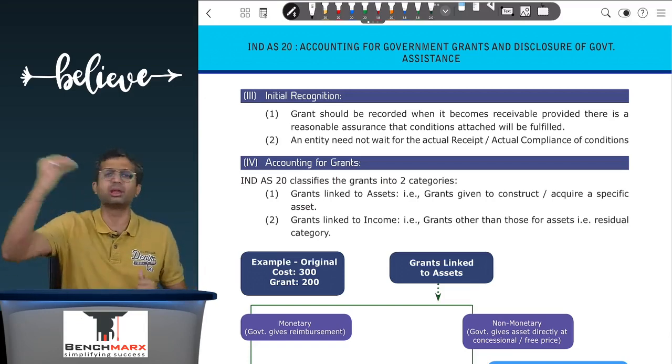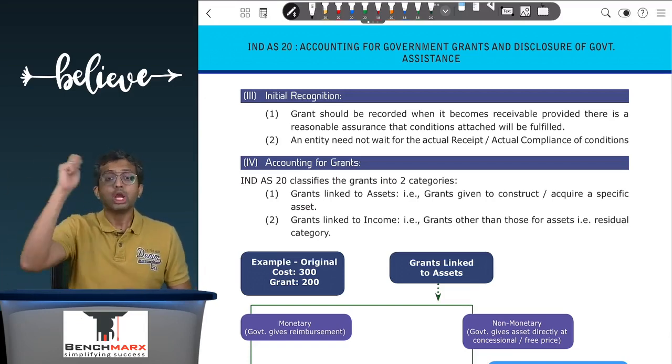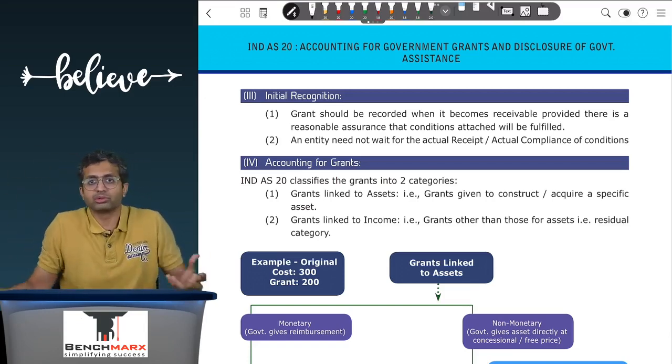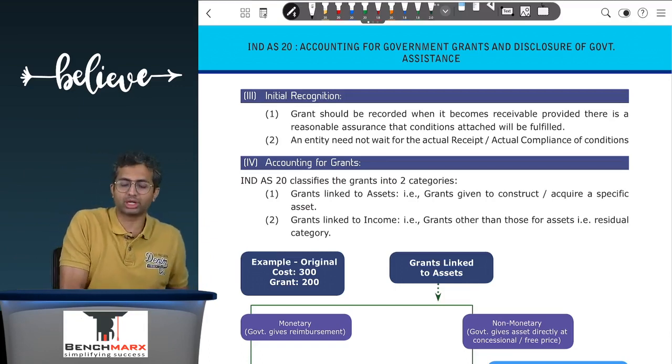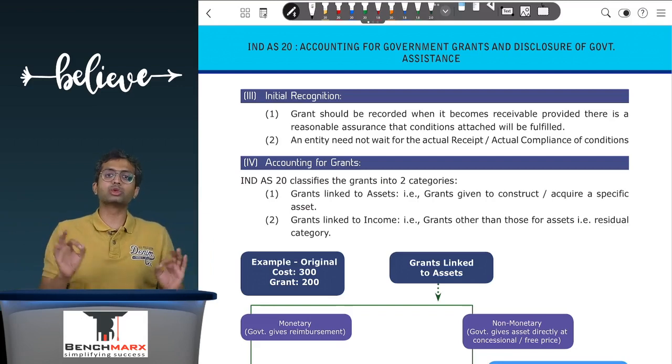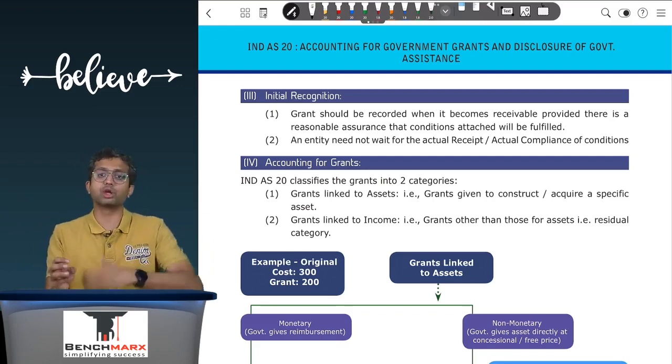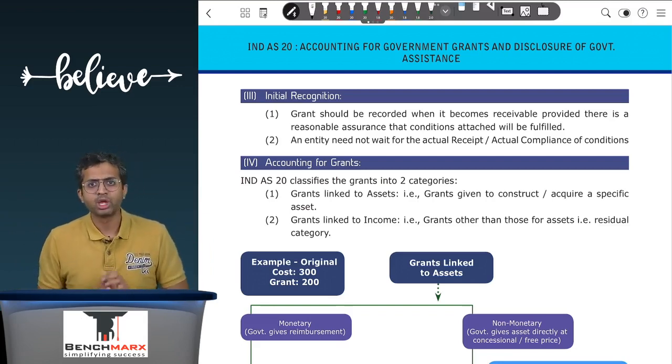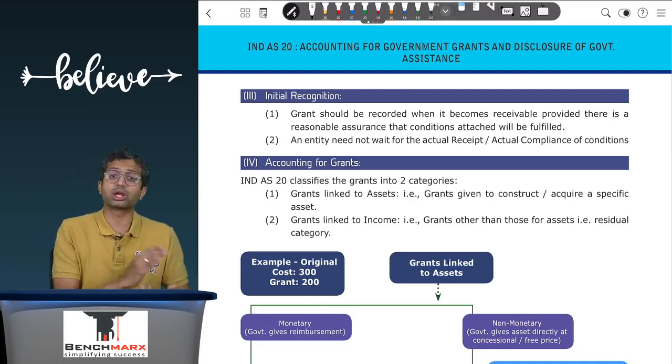Every other grant, like a lump sum grant, for example, which is given to encourage you to set up in a backward region, is not linked to the acquisition of a particular asset, and hence that can by default go into the grant linked to income. So grants linked to income will be defined as every grant which is other than a grant linked to an asset. So first we'll try to understand the accounting for a grant linked to an asset.